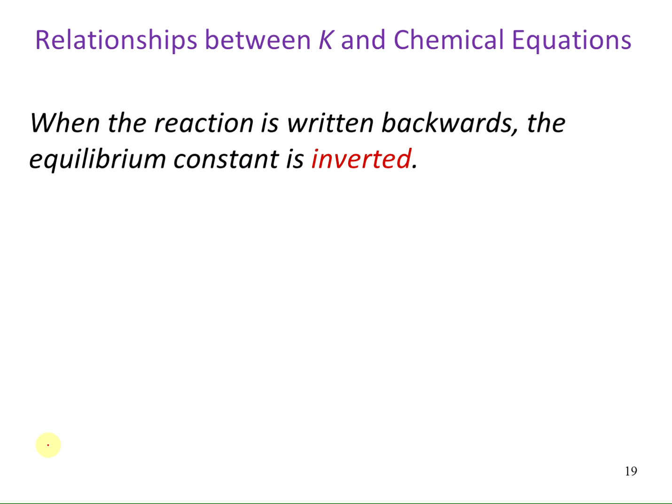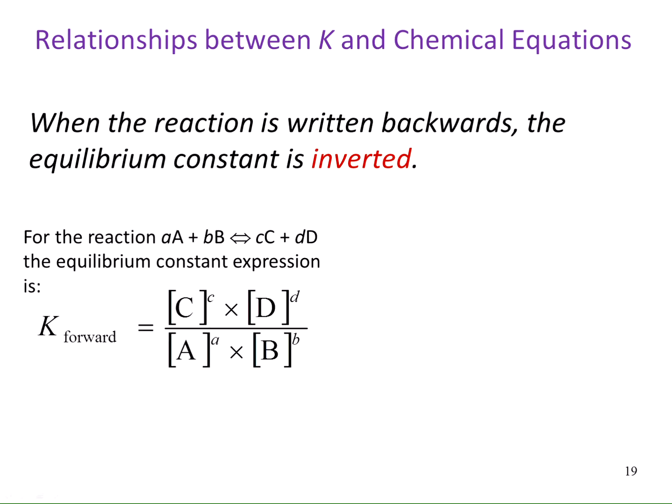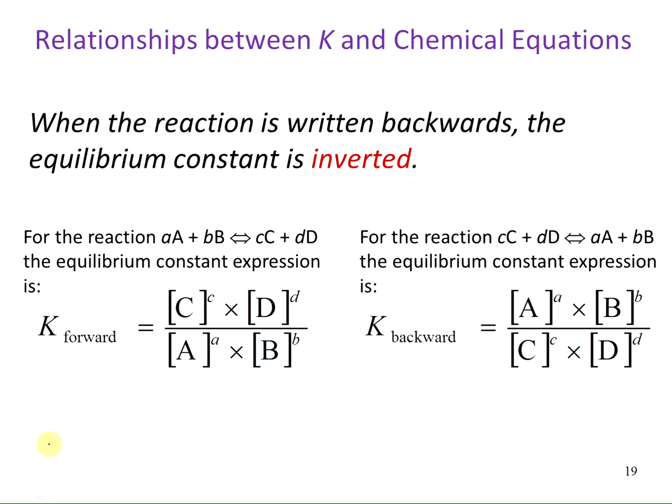When the reaction is written backwards, the equilibrium constant is inverted. For the reaction A plus B goes to C plus D, the equilibrium constant expression is K equals the products over the reactants, where the coefficients become the exponents. If we write that reaction in reverse, for the reaction C plus D goes to A plus B, the equilibrium constant expression is K equals products over reactants. So the A, B over the C and D.